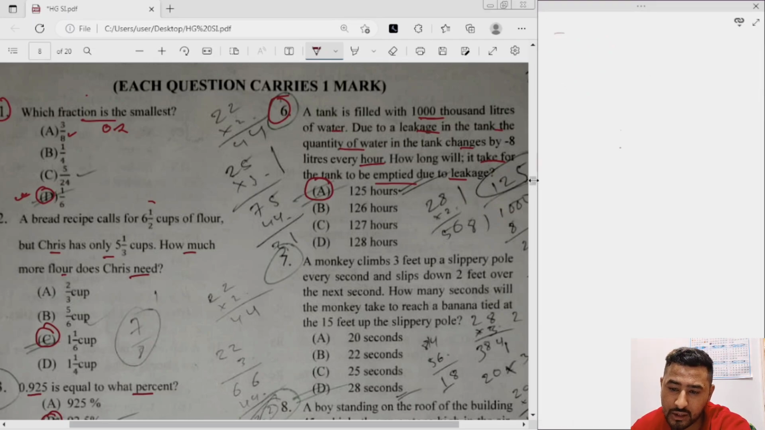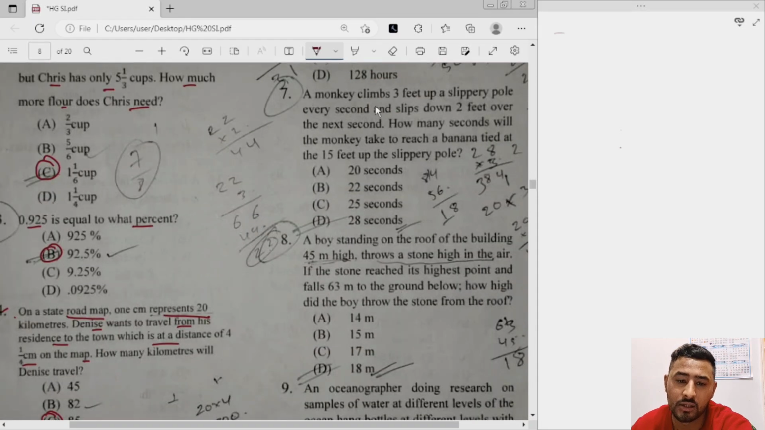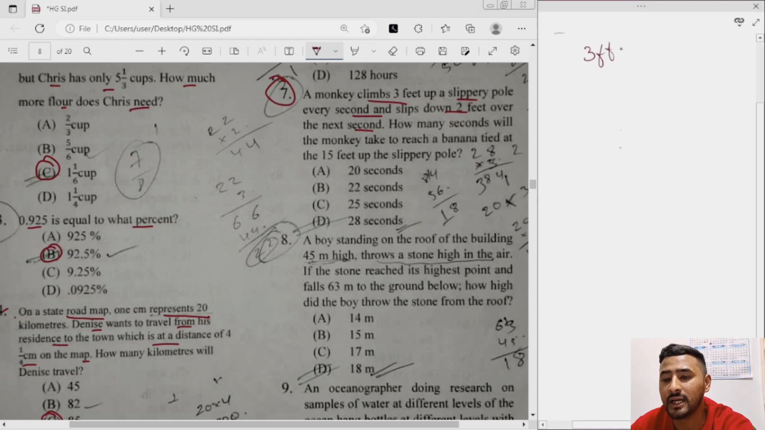So a bit tricky question. This is question number 7. You can see here a monkey climbs 3 feet up a slippery pole every second and slips down 2 feet over the next second. So what it is saying is there's a monkey climbing a slippery pole, and he is climbing 3 feet in every 1 second. But also there's a twist. It says every second and slips down 2 feet over the next second.